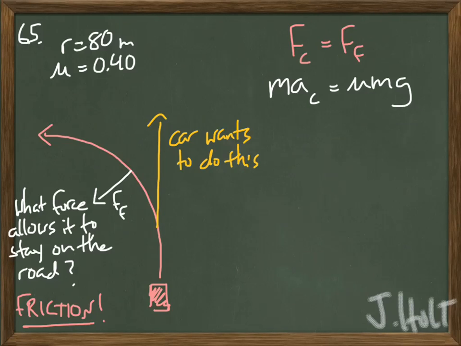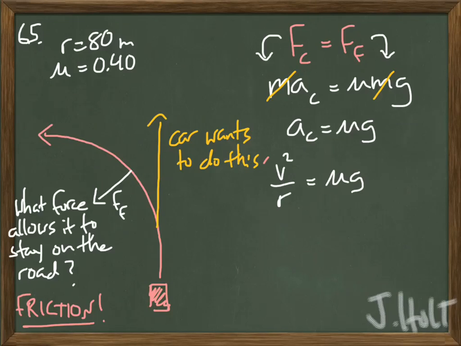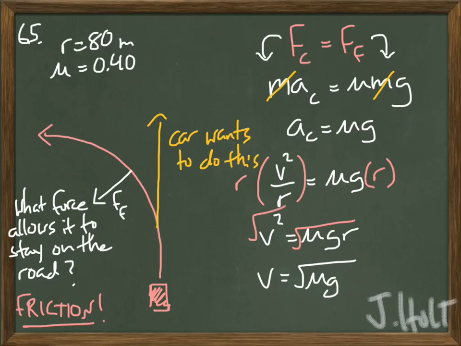Take a look at the masses. The masses are going to cancel out. So then we have acceleration centripetal equals mu times g. We know the formula for centripetal acceleration, v squared over r, equals mu g. Watch how I rearrange this equation. And now I've arrived at a formula that will give me the value of v. I'm not going to do it for you.